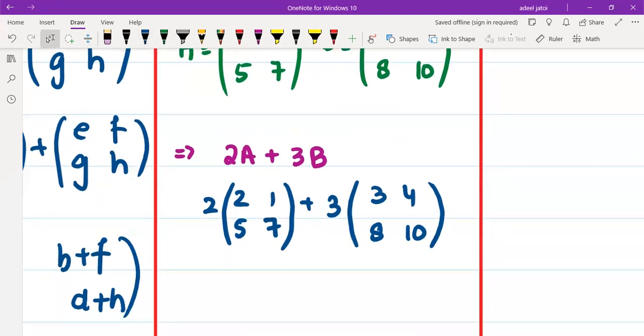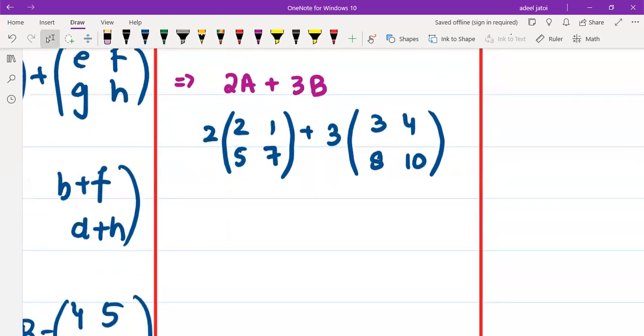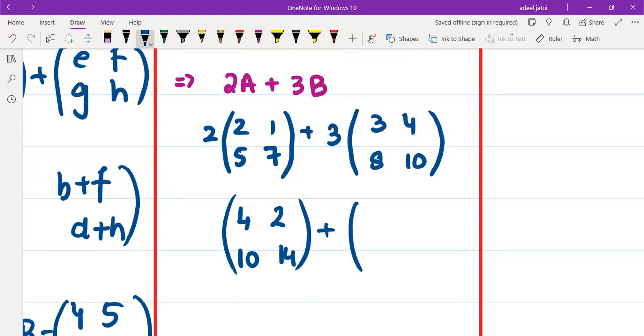When you see that 2 is being multiplied with the matrix A, that means it is multiplied with each value of the matrix. So 2 multiplied by 2 becomes 4, 2 multiplied by 1 becomes 2, 2 5s you will have 10, and 2 7s you will have 14. Plus you will have 3 into 3 is 9, 3 4s you will have 12, 3 into 8 is 24, and this should be 30.